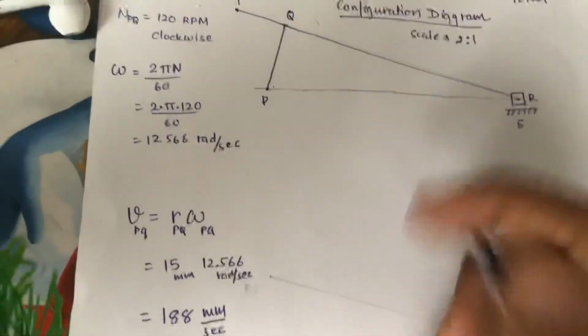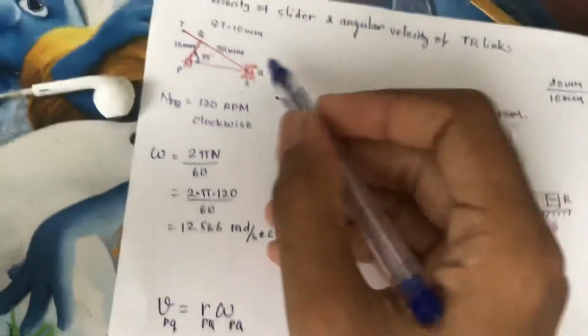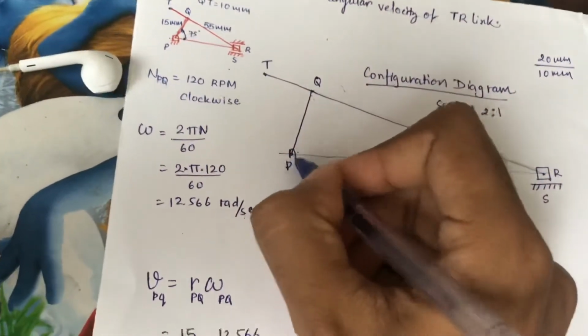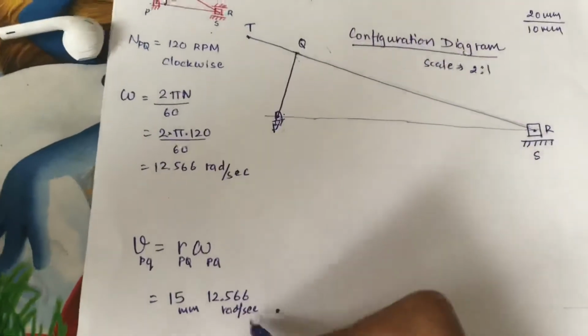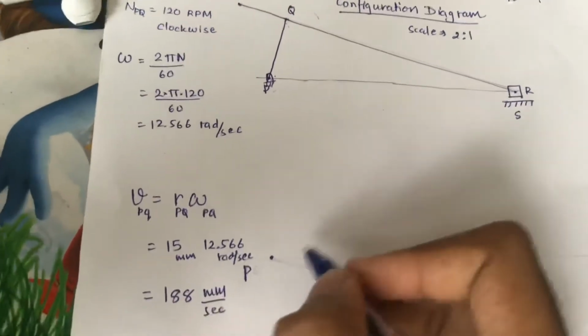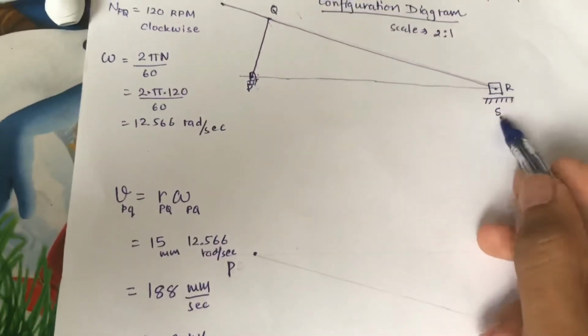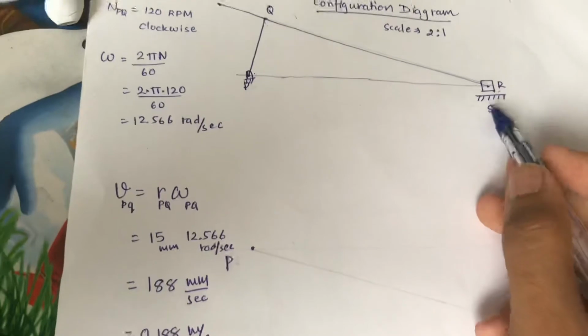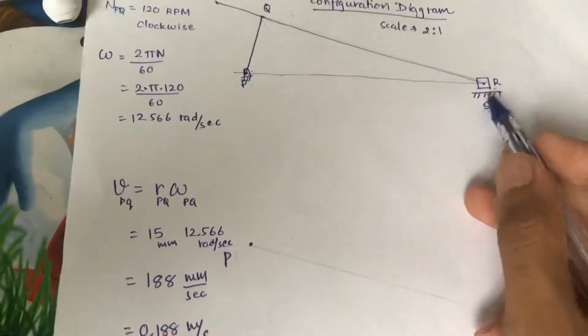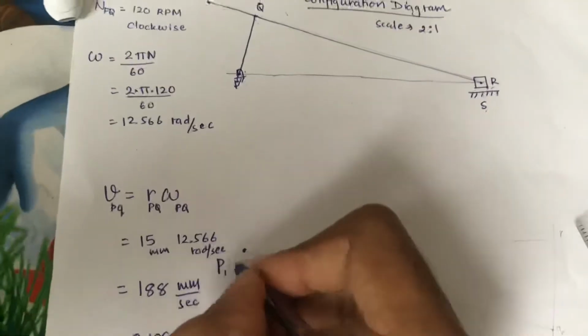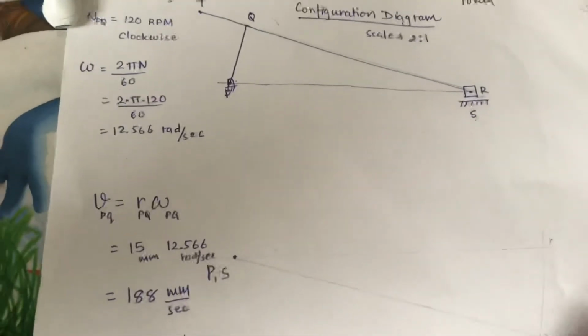For the fixed point, let us consider P. P is a fixed point, as given in this diagram. So first locate P. Say P is over here. S is also the path of the slider. R is the slider which slides on the S path. S is fixed. So P and S both are fixed in our diagram.